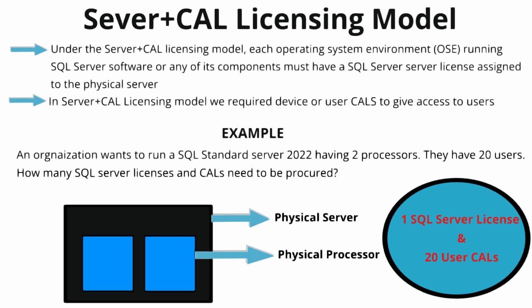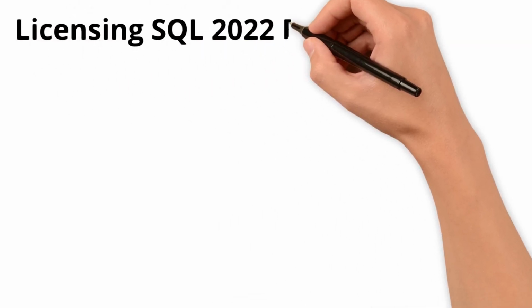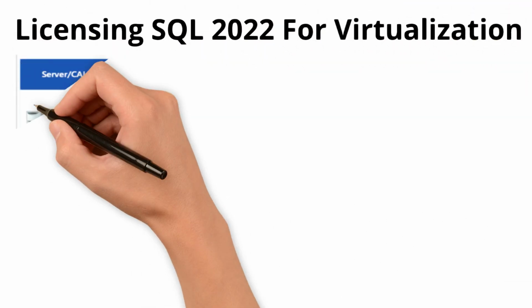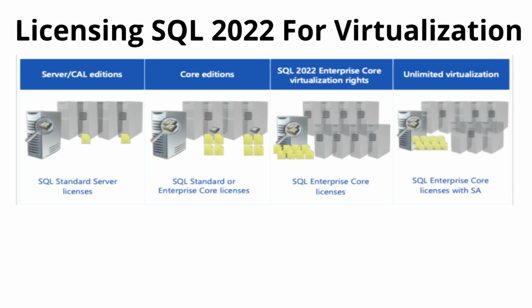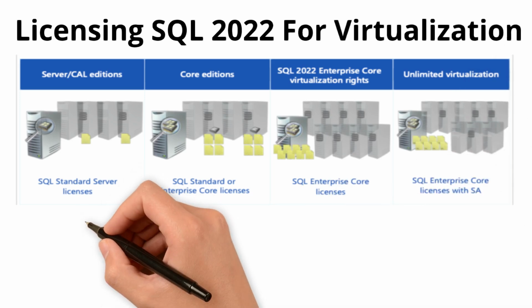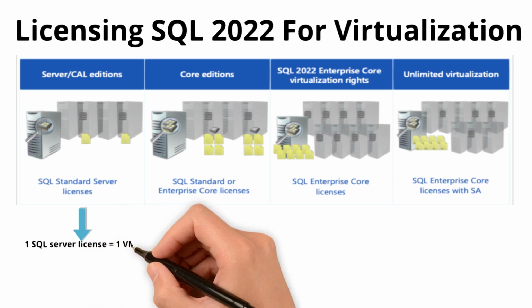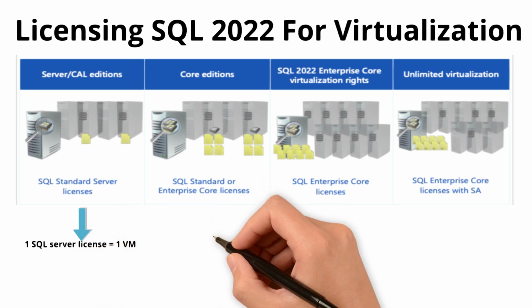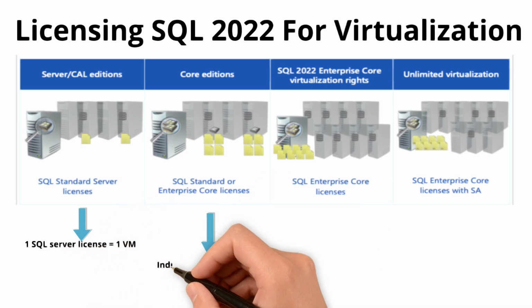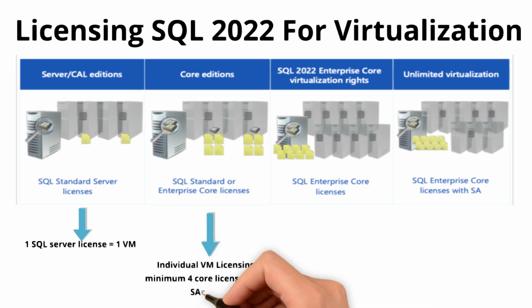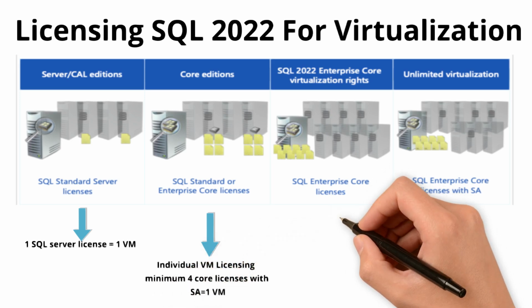Now let's understand virtualization. This is a very important aspect of SQL licensing. Why? Because many people get confused about how the number of machines differs and how to calculate the VMs. So let's go one by one. And these four rules, please remember, please make a note, because this will be very helpful during calculations.